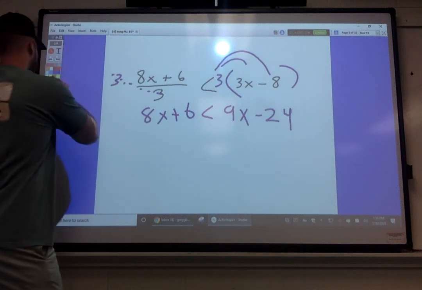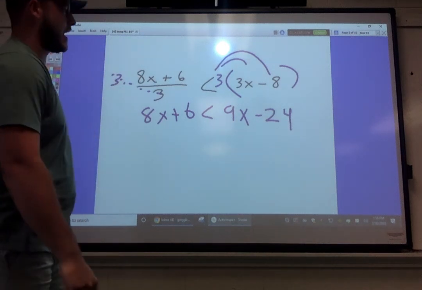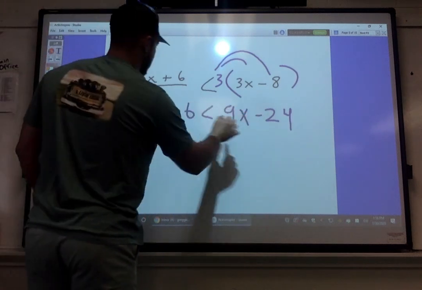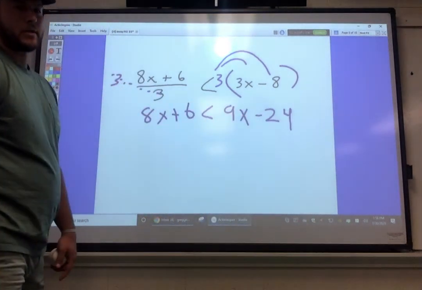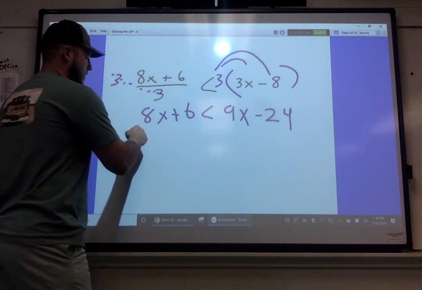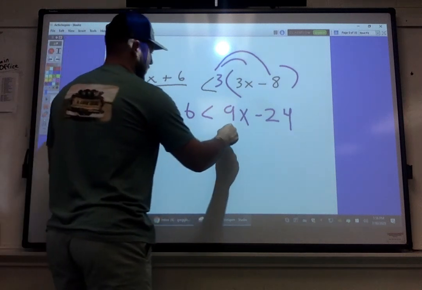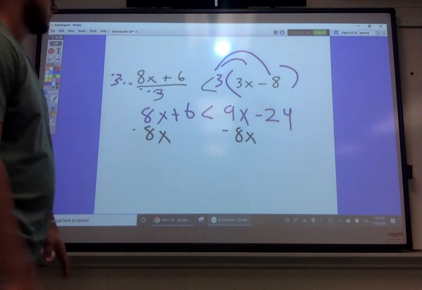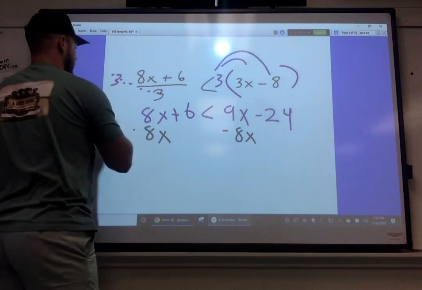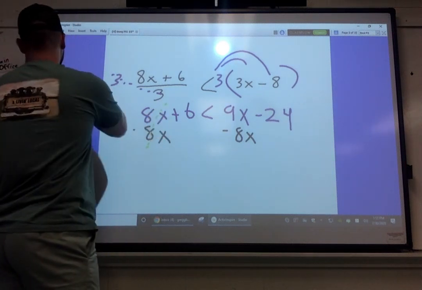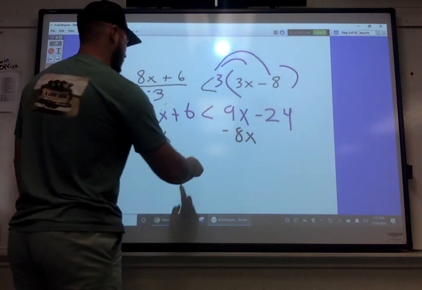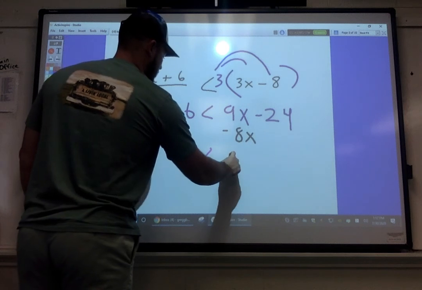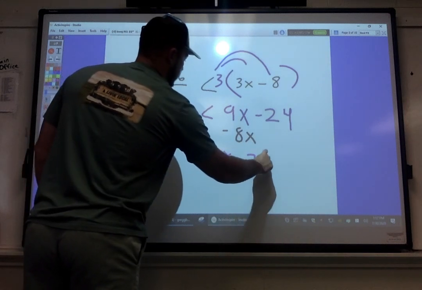8x plus 6. So now I've got 8x plus 6 is less than 9x minus 24. So we got variables on opposite sides of the inequality sign. So I'm going to get those on the same side. I'm going to subtract the 8x so that I can keep my variable positive, right? So I'm subtracting 8x, so it goes away over here. And I'm left with 6 is less than 1x, or just x, minus 24.